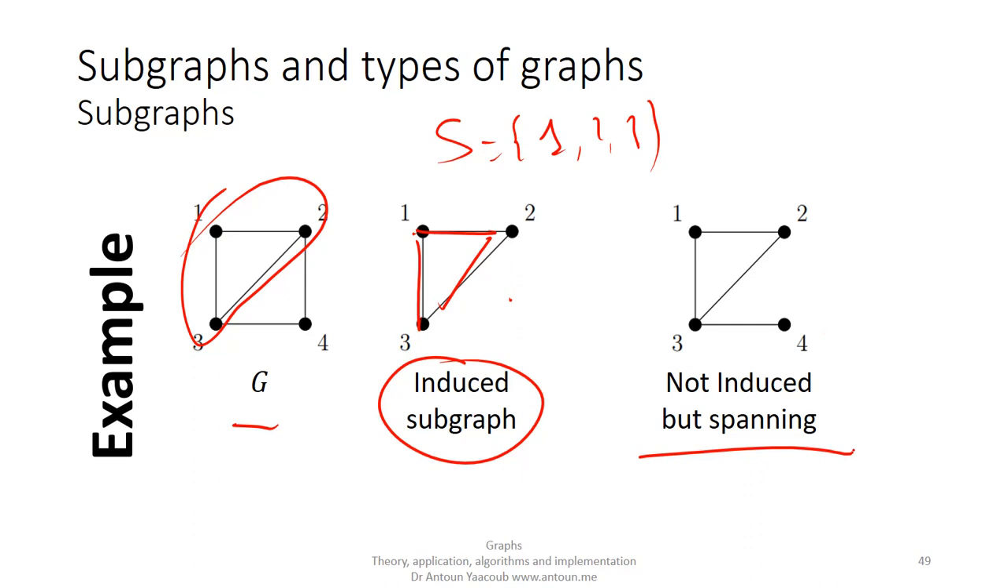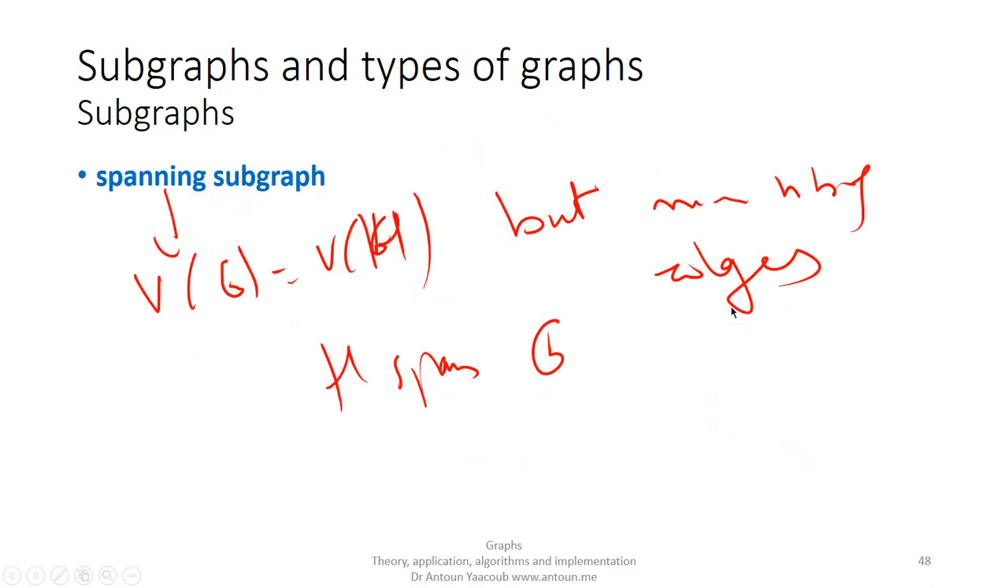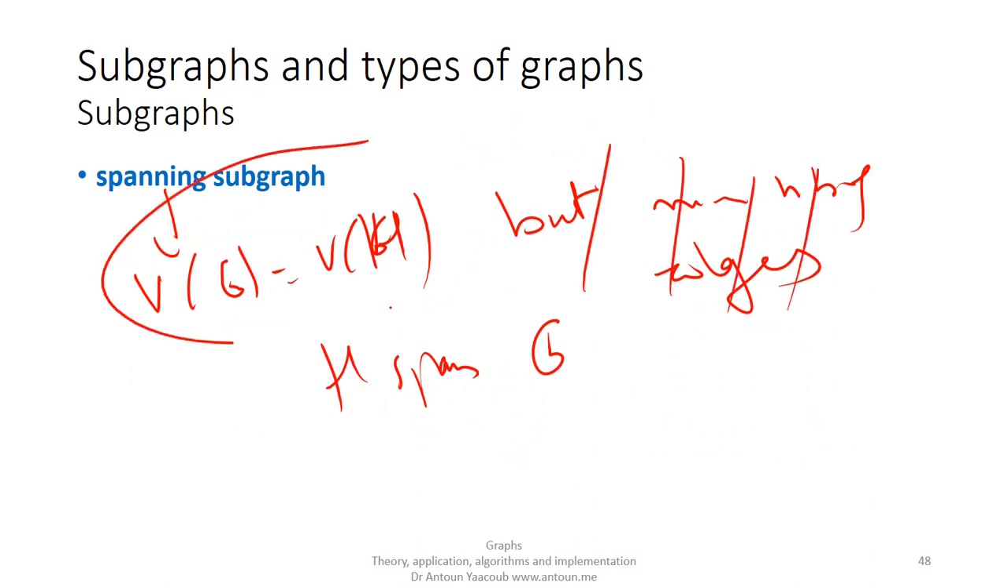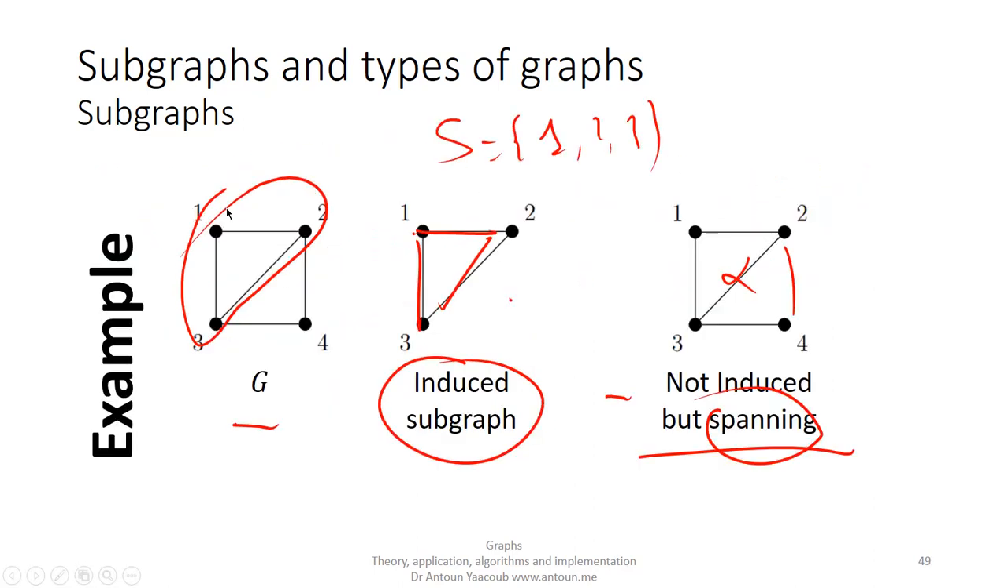This is not induced but spanning. Why is it not induced? Because I have kept all the vertices, so it's spanning. I have removed one of these edges. I could have removed this one too, but this is not a minimum spanning tree. Here I have talked about minimum, but it's not important to have the minimum number of edges. The important thing is to have equality, to have the same set of vertices.